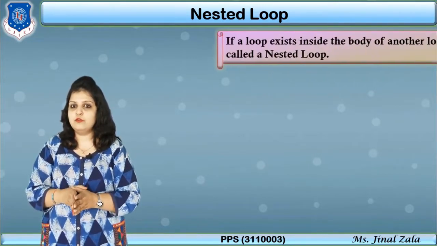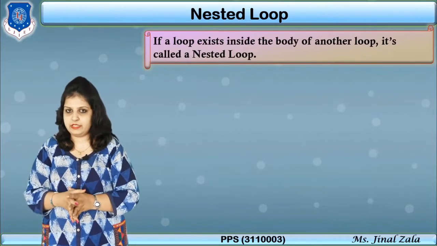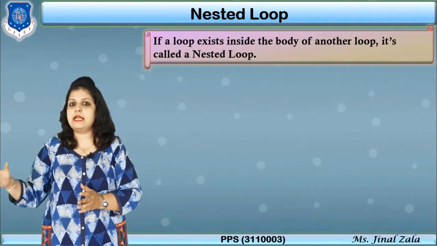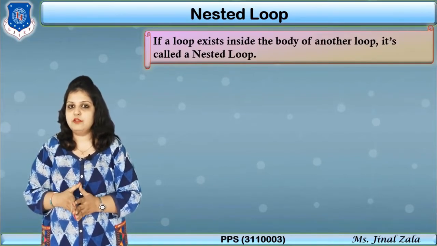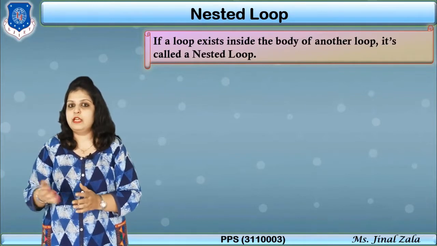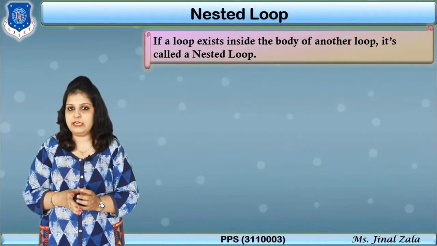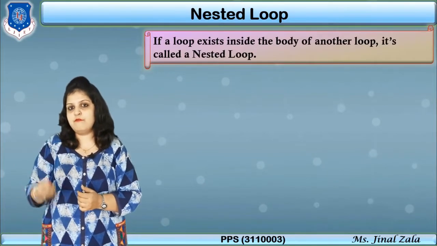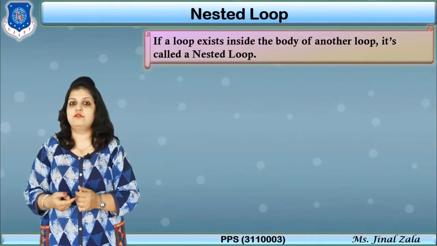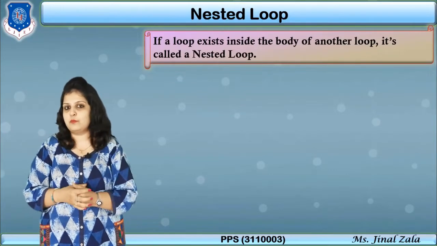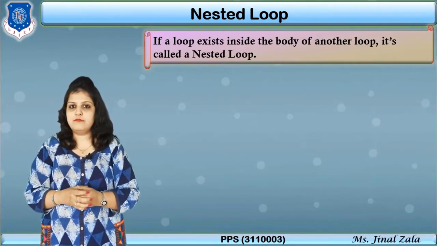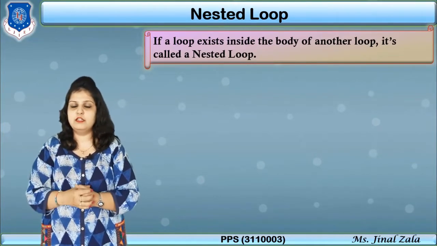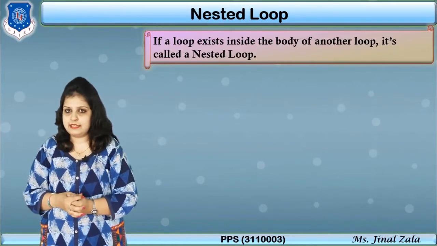When we want to do an operation on a table or matrix, we can use the concept of nested loop. In the next module, arrays, we will learn two-dimensional arrays, where we can do different types of matrix related operations, and in a matrix we have a number of rows and a number of columns. So in that case we compulsorily have to use nested loop. The definition is: if a loop exists inside the body of another loop, it is called a nested loop.